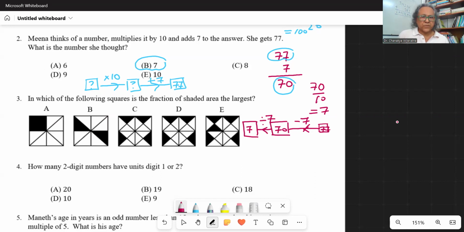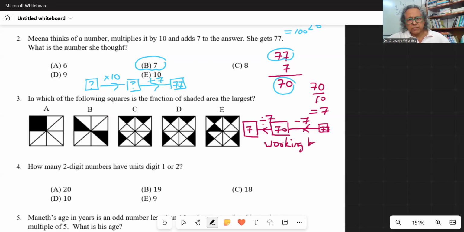Okay, so that explains what we did. This is called working backwards. We used the same strategy, and I explained it further by drawing a flow chart. All right. So let's look at the third question.